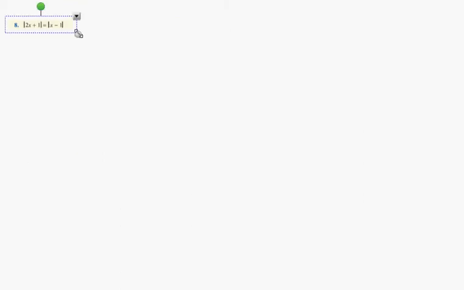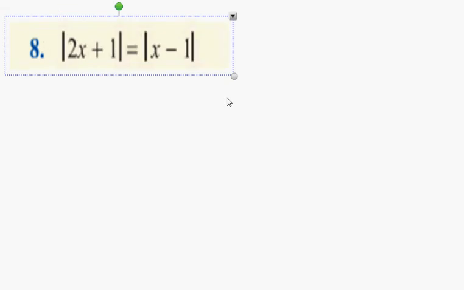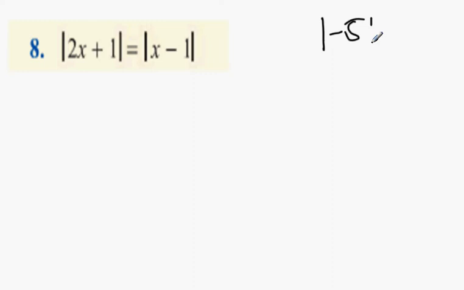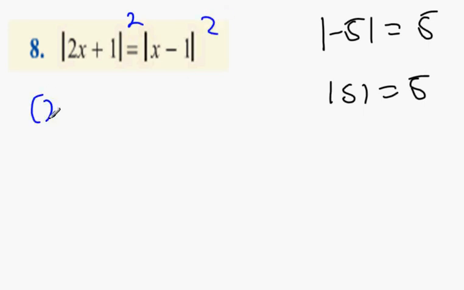Now, for those of you who have forgotten, what modulus means is the modulus of minus 5 equals plus 5. The modulus of 5 equals 5. It's always the positive values. Now, what we do with modulus is we square both sides. And what we get is (2x plus 1) squared equals (x minus 1) squared.